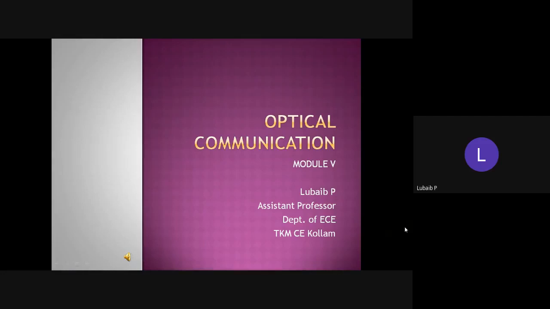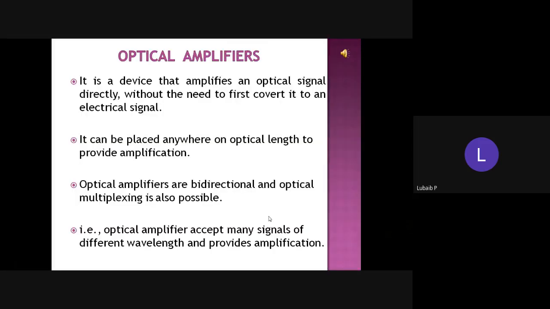Morning all. Today we are going to discuss the fifth module of optical communication, that is optical amplifiers. As electronics and communication engineering students, I think all of you are familiar with amplifiers. Amplifiers are circuits used to strengthen a weak signal. Here also, the purpose of amplification is to amplify or strengthen the optical signal.